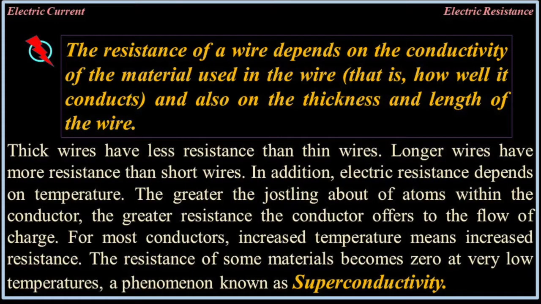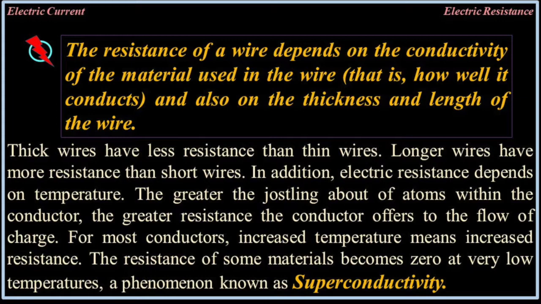The resistance of a wire depends on the conductivity of the material used in the wire, that is, how well it conducts, and also on the thickness and length of the wire. Thick wires have less resistance than thin wires. Longer wires have more resistance than short wires. In addition, electric resistance depends on temperature.